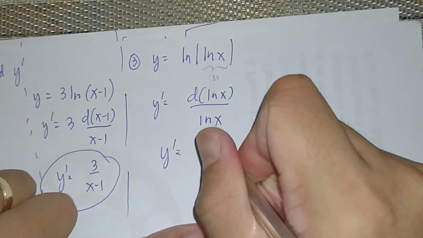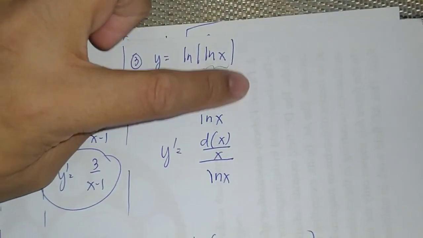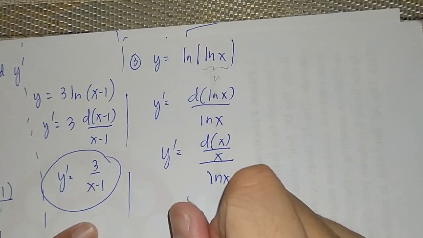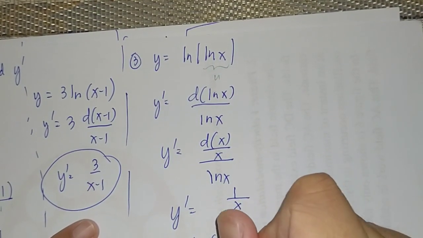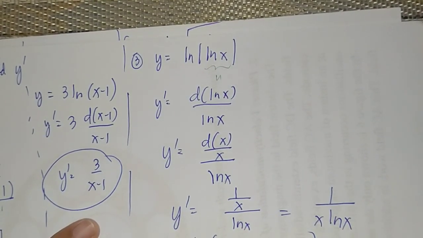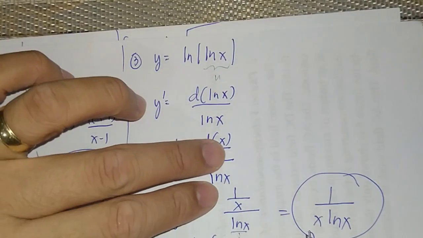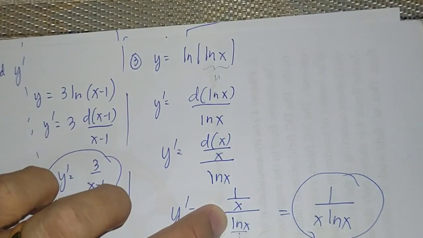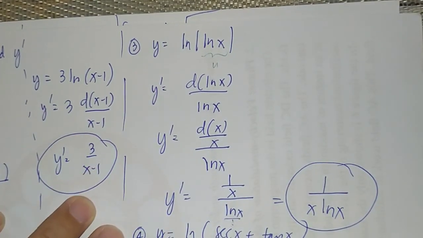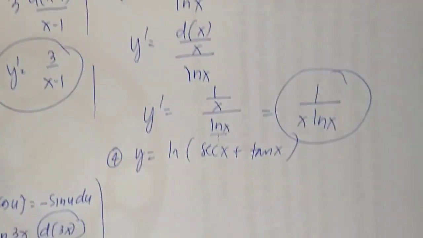So your y prime here is the derivative of ln x over ln of x. The numerator is the derivative of ln x, so du over u again, over ln of x. Your y prime here is the derivative of x, which is 1 over x, over ln of x. Again, this is over 1, so you just have to multiply this 1 over x by the reciprocal of ln x. That's 1 over x times 1 over ln of x, which is 1 over x ln x. That is the answer for example number 3.